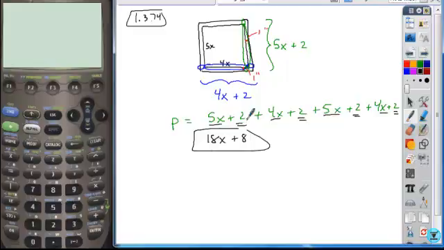Once you do this, it asks you, the second part, to find out what x would have to be in order for the picture frame to fit within a perimeter of 53. So if we just set this equal to 53 and solve, you'll get your second part to that.